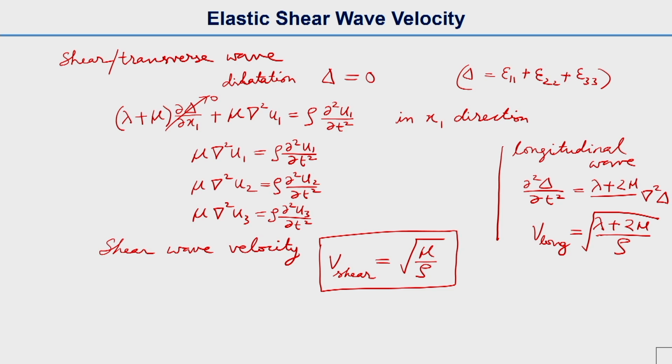Oh sorry, I wrote the rho but it was somehow erased. So this is rho, lambda plus twice mu divided by rho, and that next line is correct. So we have rho here.